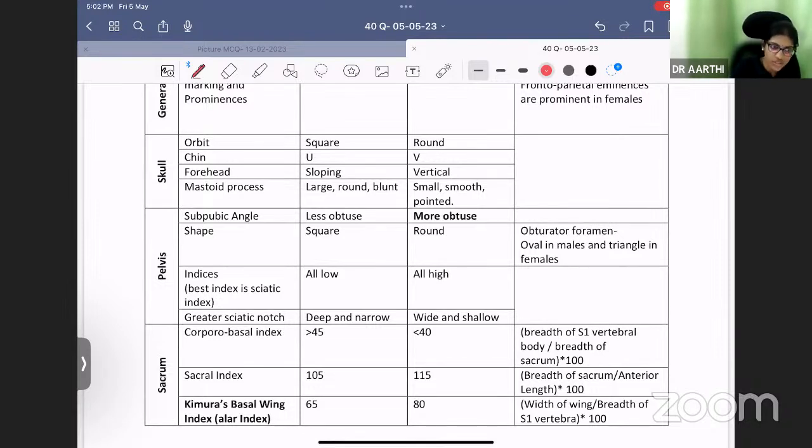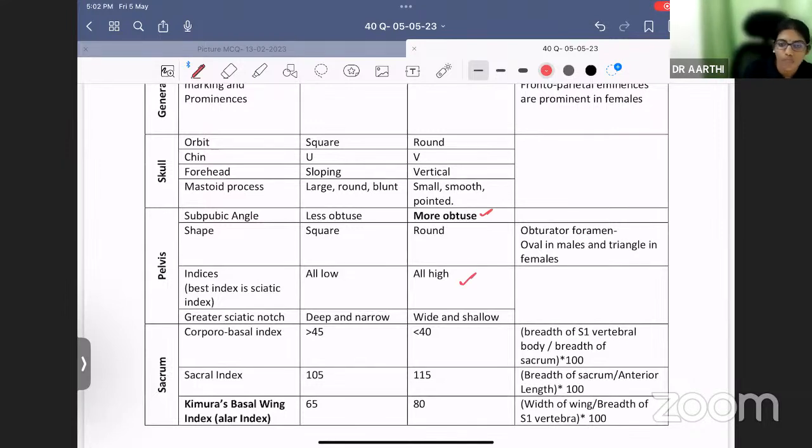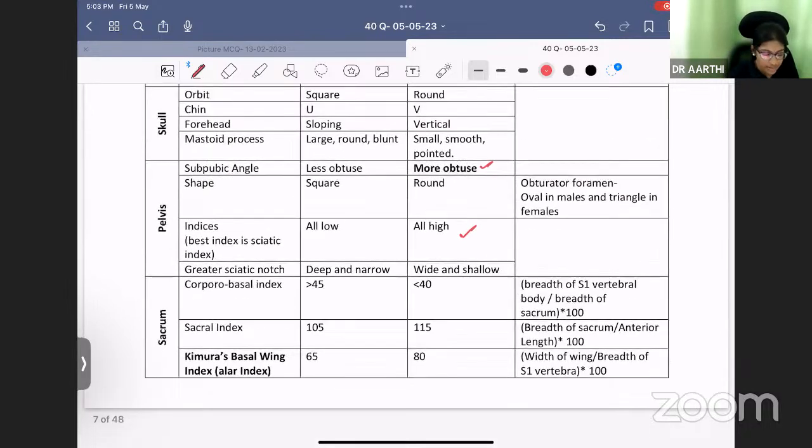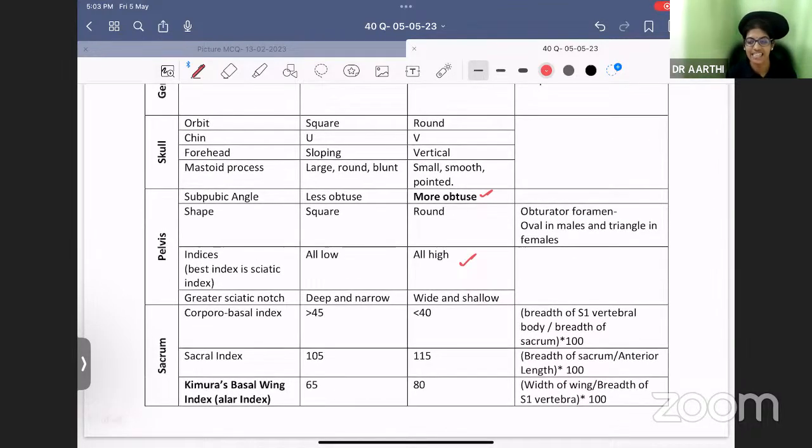A few of the important points: we have seen the skull, and in the pelvis the subpubic angle is more obtuse, more broad, because the child has to come out through it. And all indices are high in the female pelvis. In the pelvis alone, all indices in females will be much higher. Then the corporobasal index, sacral index and Kimura index are all used for sex determination only, and are all present in the sacrum only.